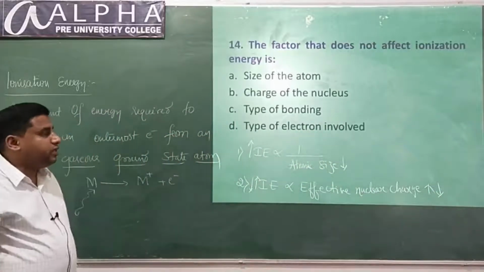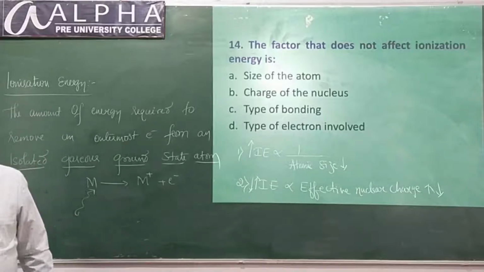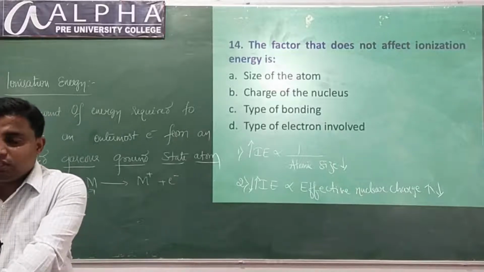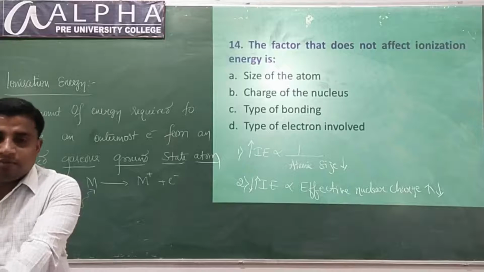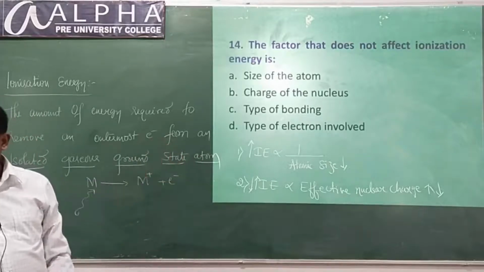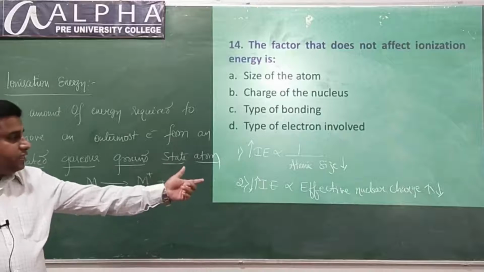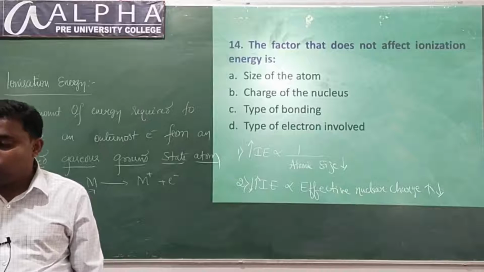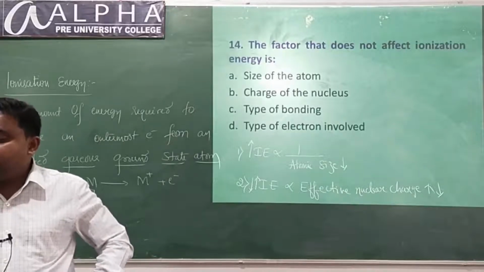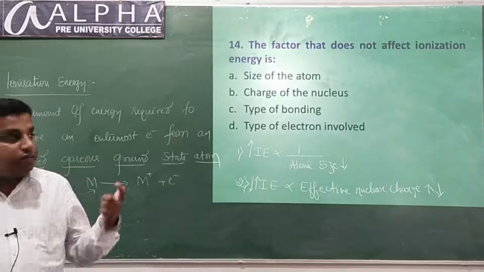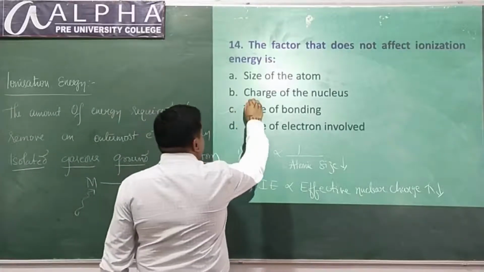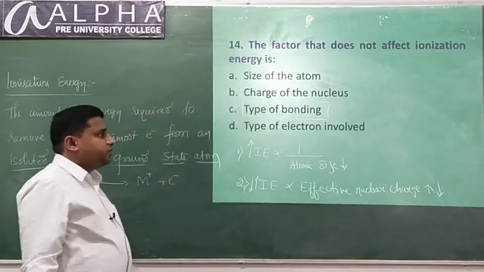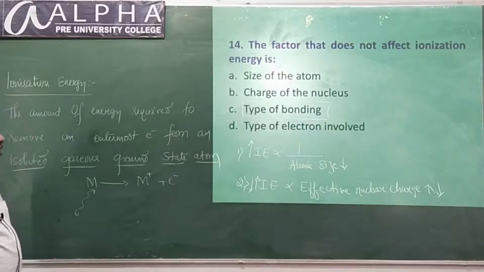According to the question, the factor that does not affect ionization energy is, is it the size of the atom? Yes, atomic size will affect ionization energy. Charge on the nucleus will also affect ionization energy. Type of bonding or type of electron involved. The factor that does not affect ionization energy is option C, type of bonding. Type of bonding has nothing to do with ionization energy.